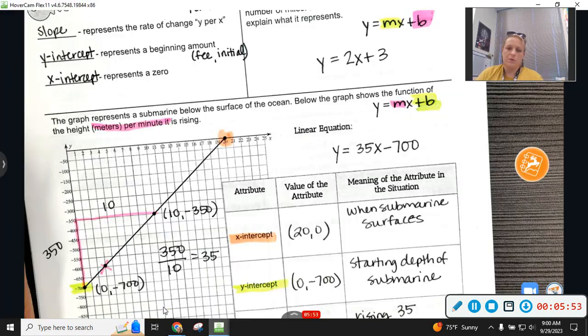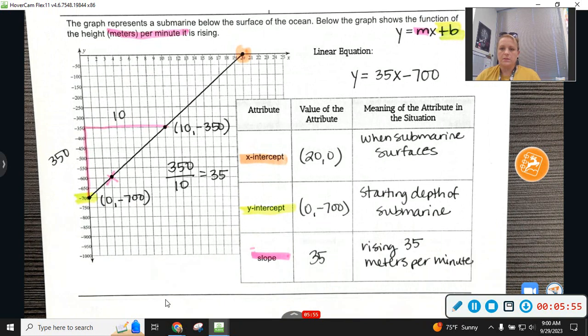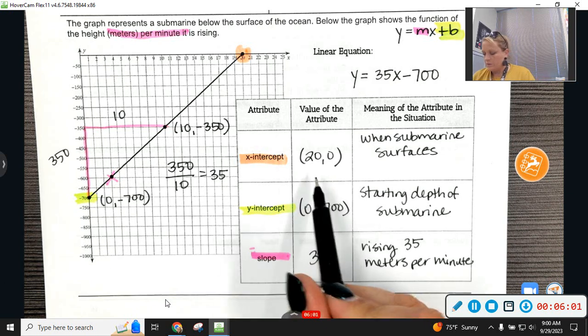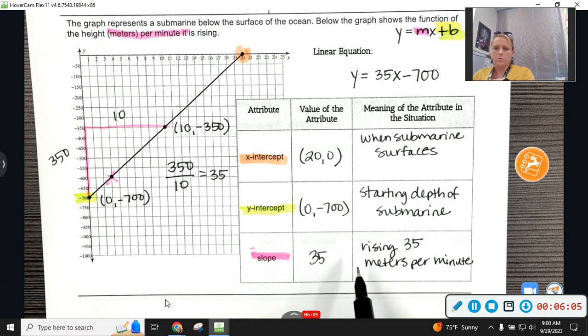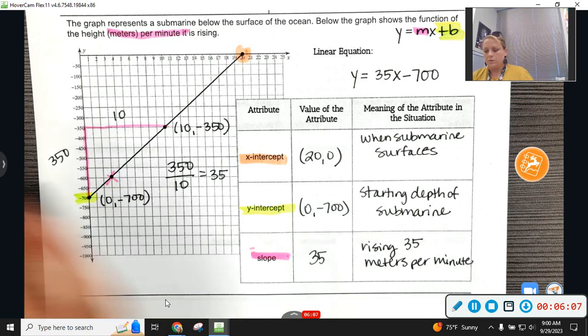Just realized you couldn't write anything that I have, so pause this video and get all that copied. I'm so sorry, I did not realize I was still on that. So again, we had x-intercept, y-intercept, the slope. Okay, pause your video and finish that.